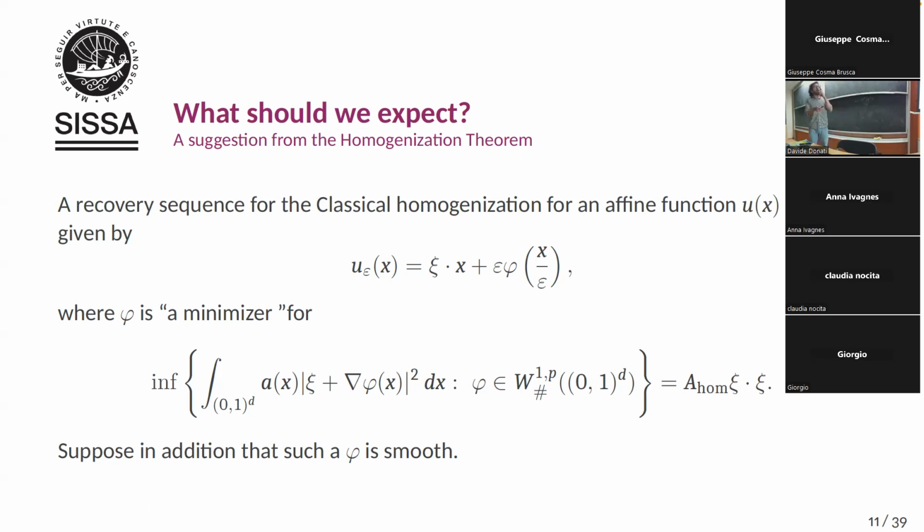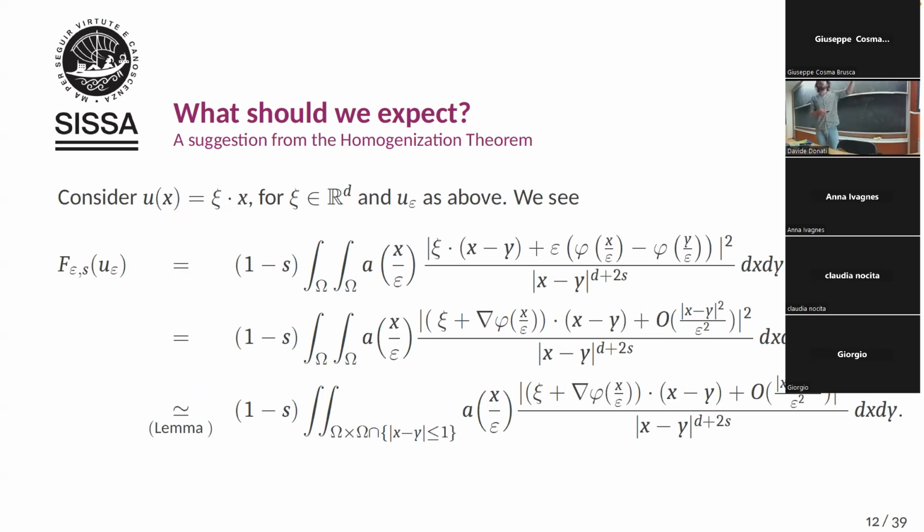And in this case, phi is chosen not as any random periodic function, but as one for which this quantity is minimized. Since this quantity was the auxiliary problem giving the value of A evaluated at the vector xi, we have this equality. By density reasons, we may also suppose that the function phi is smooth, so that we can do all our computations nicely. In this case, if u is affine, we plug u epsilon inside of the functional f epsilon s, and this is the expression that we recover.